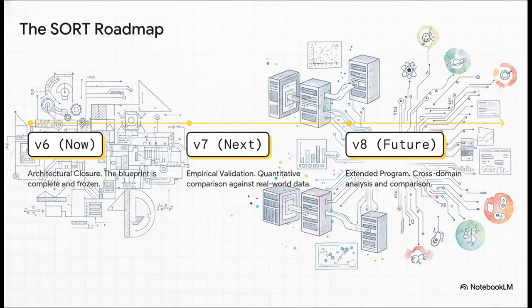The official roadmap just makes the next step crystal clear. We are right here, right now in version 6, architectural closure. The theory is done, it's frozen. The very next step, version 7, is all about empirical validation, taking this blueprint and finally running it against real-world data on some seriously powerful computers.